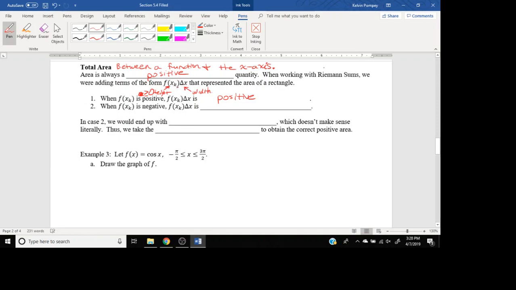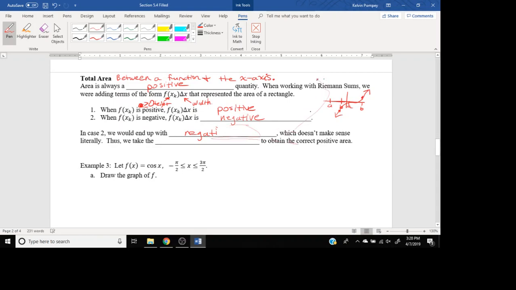And the way we do it is b minus a. B is always the larger number. If I think about my number line, a to b, b is always bigger. If I do the bigger number minus the smaller number, I'm always going to get a positive value. So delta x is always positive. The only thing that can possibly make this expression negative is the functional value, because my function f can be above or below the x-axis. If it's below the x-axis, then f of x of k is negative, and if it's above, then it's positive. So when f of x of k is negative, then that product is going to be negative as well. So in case 2, we would end up with negative area.